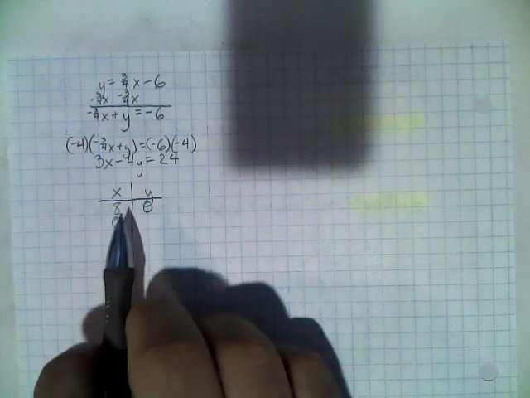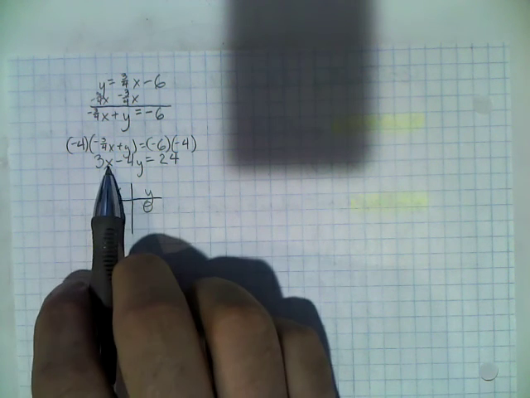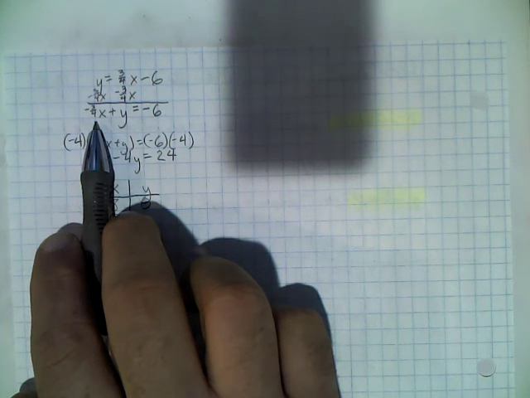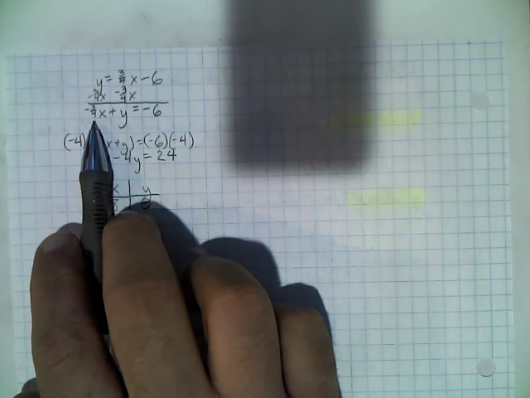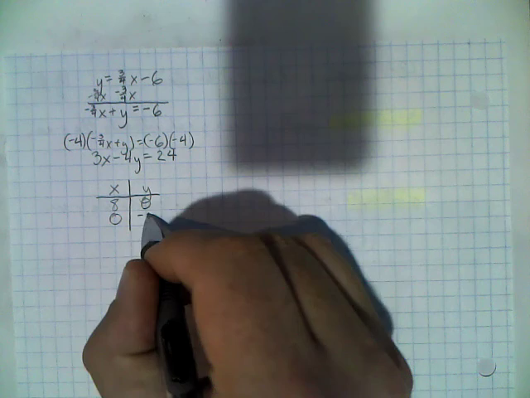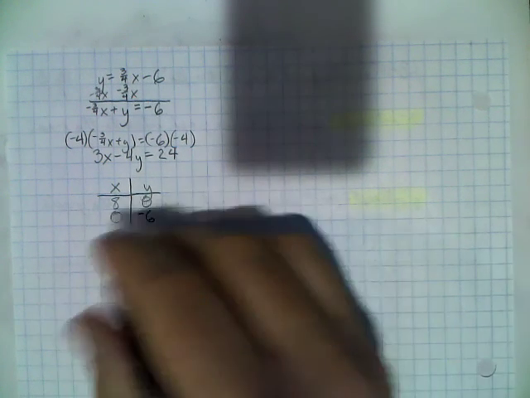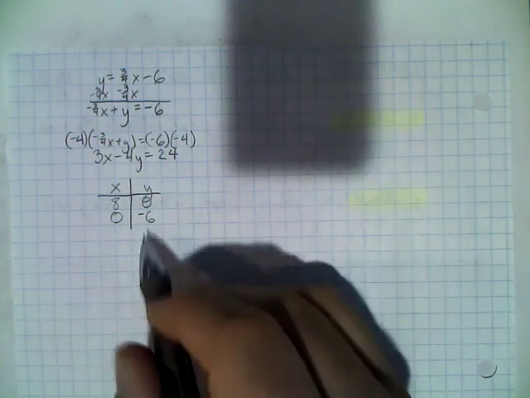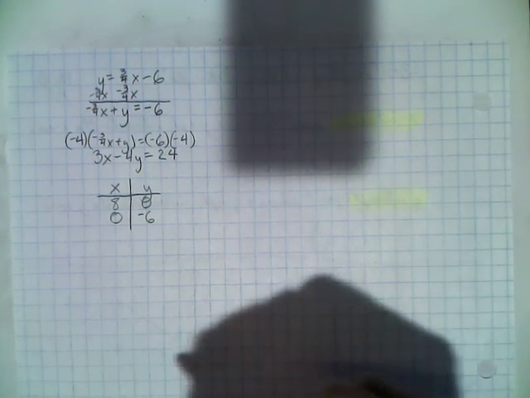And then if I plug 0 in for x, 3 times 0 is 0, that'll disappear. So negative 4y equals 24. I'll divide both sides by negative 4. Y must be negative 6. Those are my two intercepts. So 8 comma 0 is the x-intercept. 0 comma negative 6 is the y-intercept.